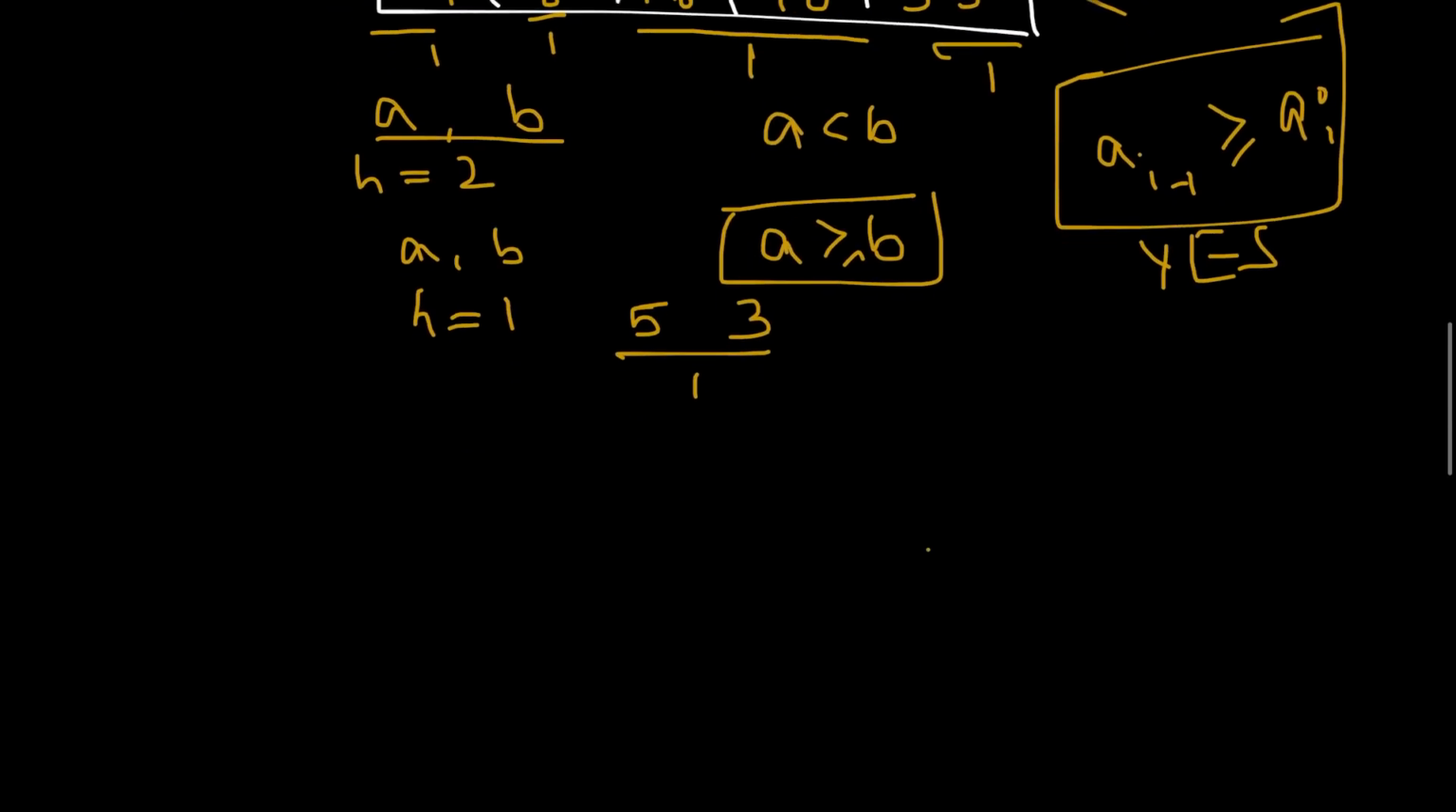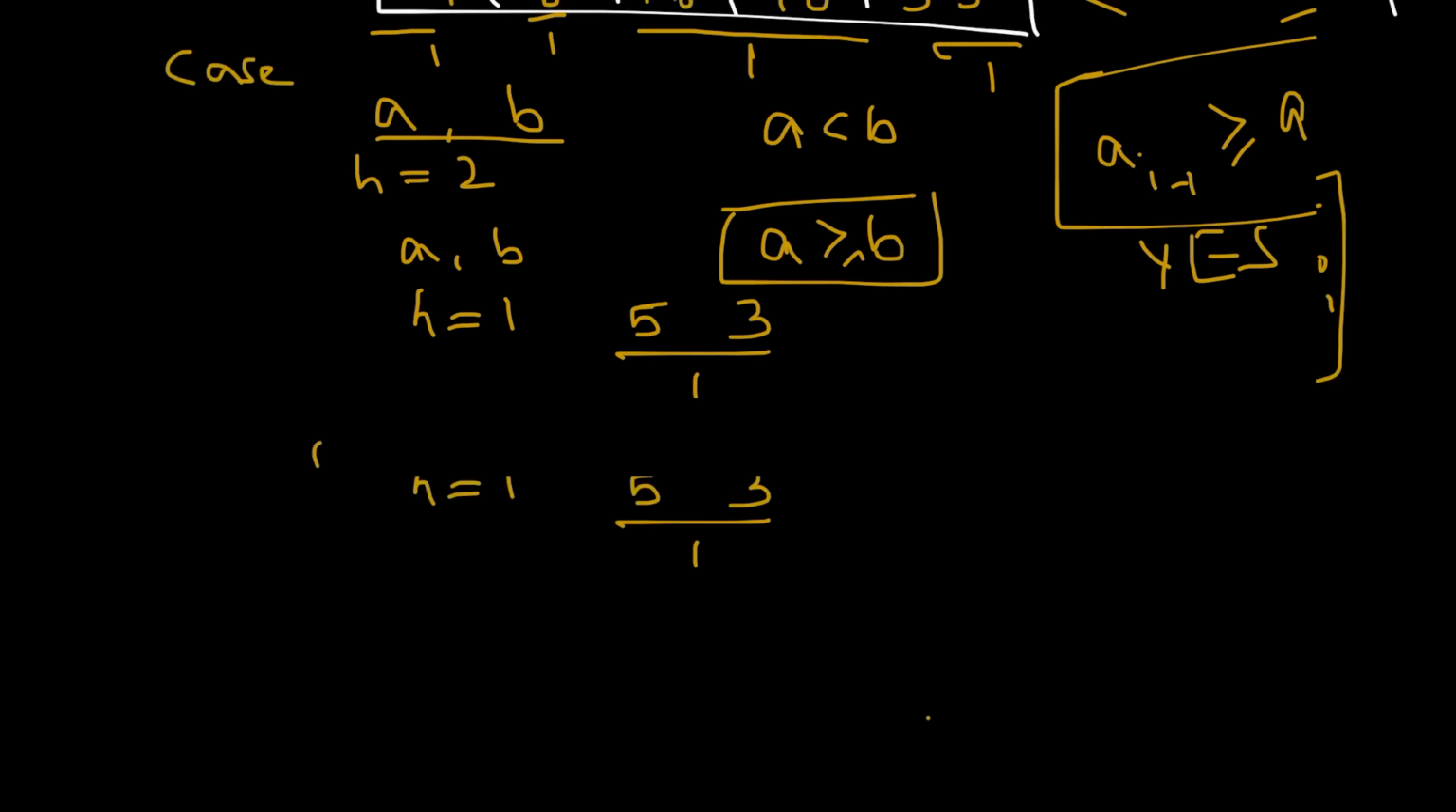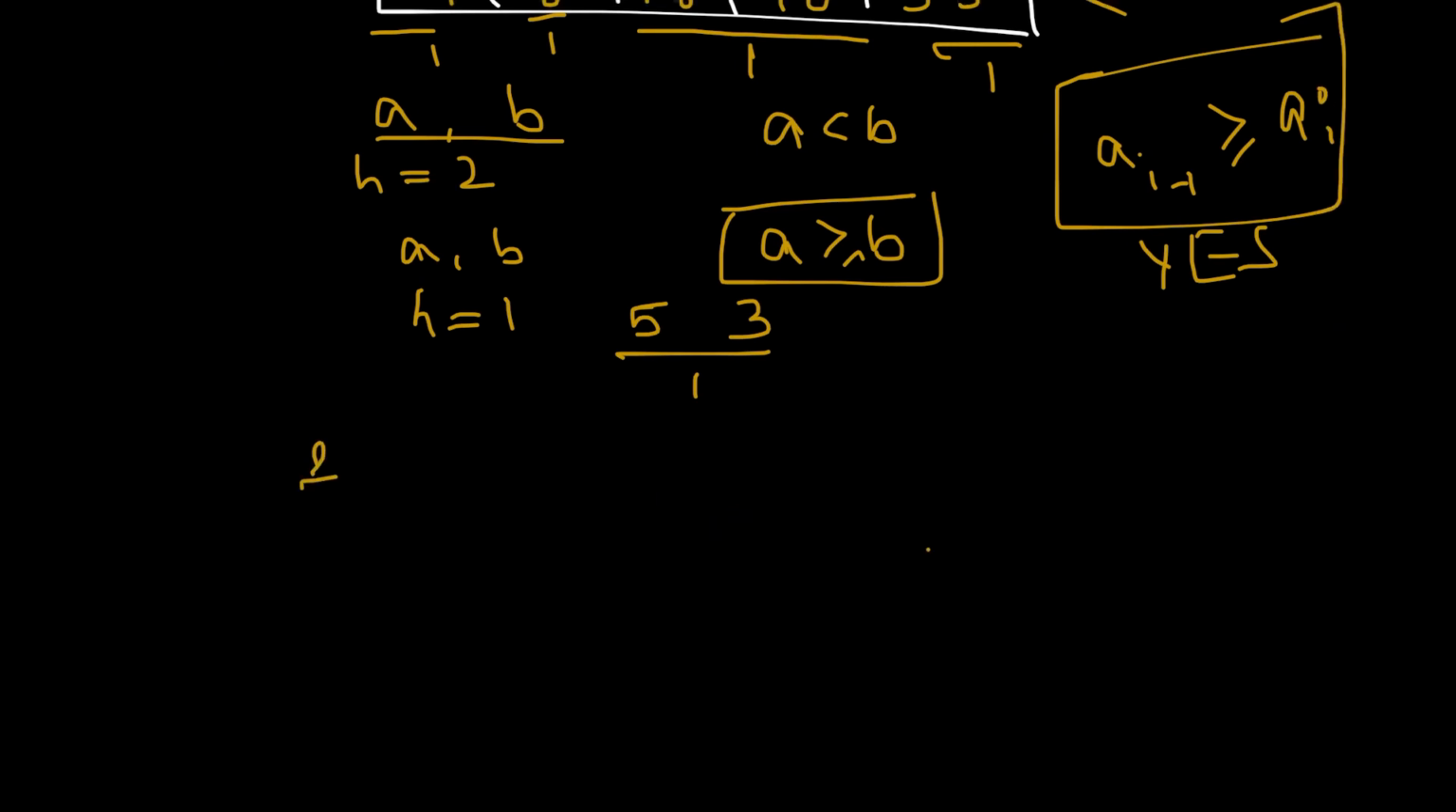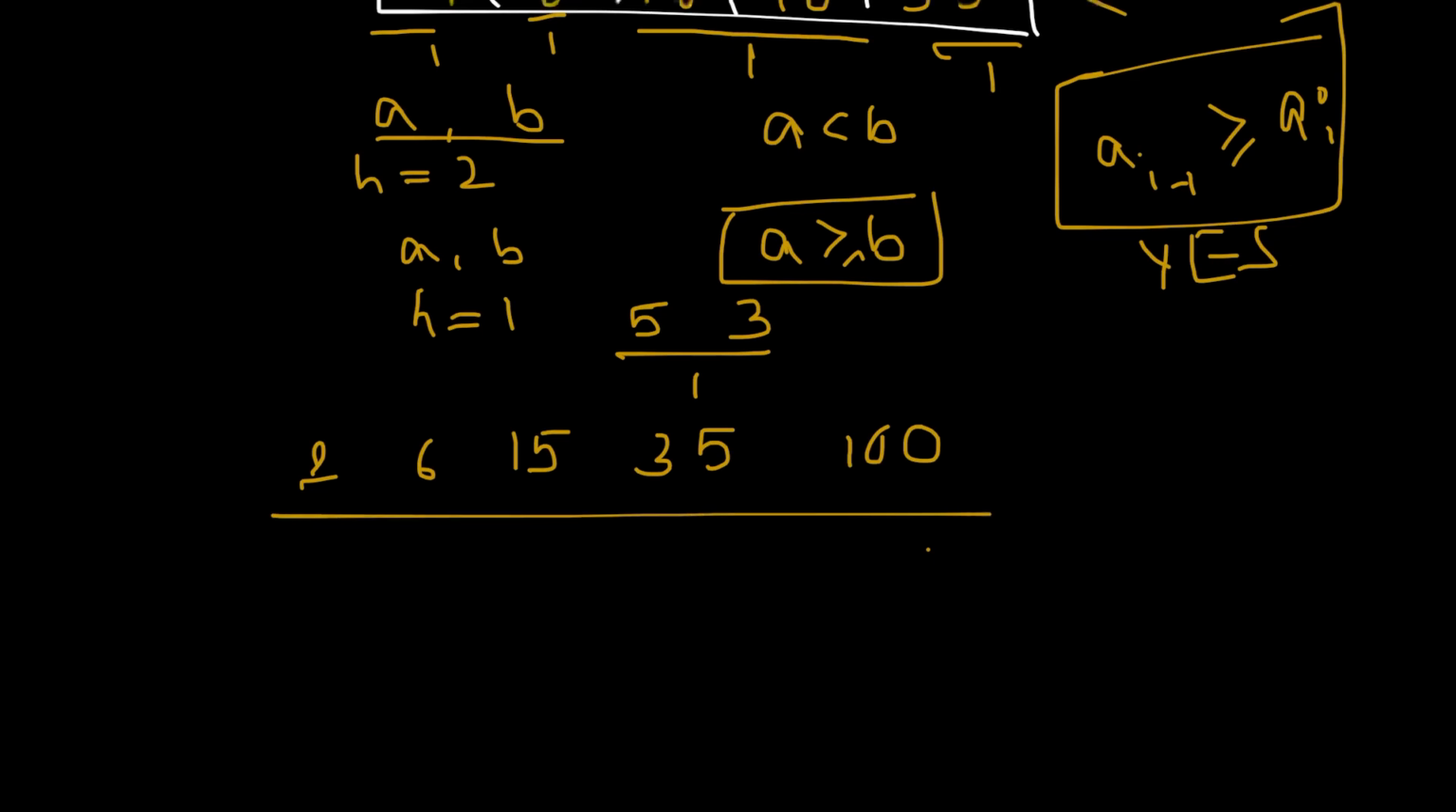Let's take a look at an example. Let's say the array is 2, then 6, then 15, then 35, then 100. So here all the previous numbers are smaller than the next number. No previous number is greater or equal to the next number. So in this case, what can we do? We can make a pair just like we did in the previous case. What can we do? Let's think.